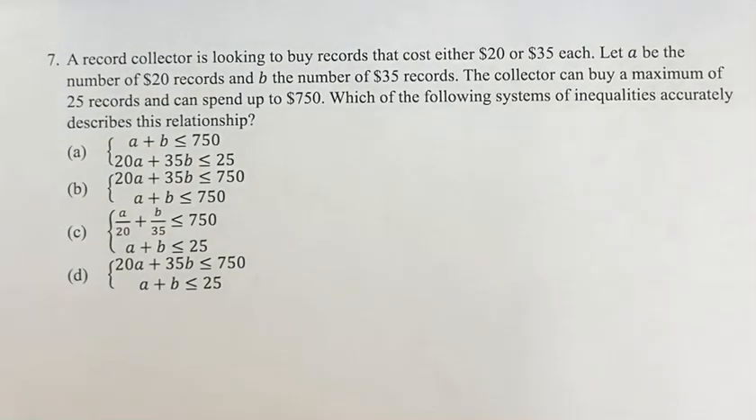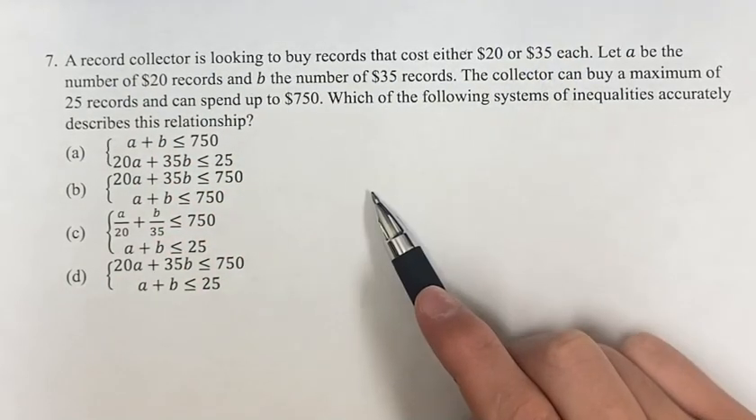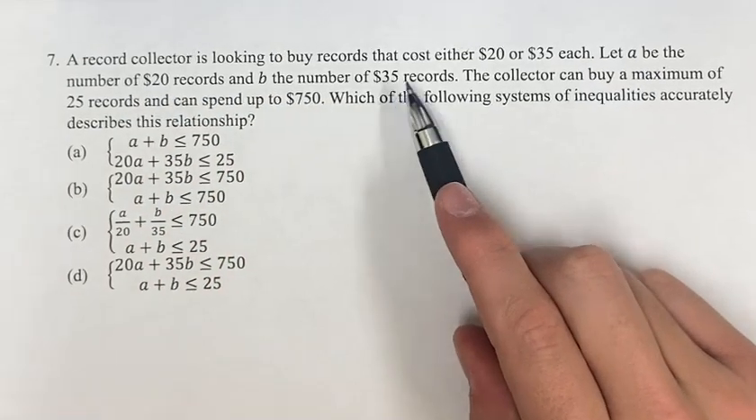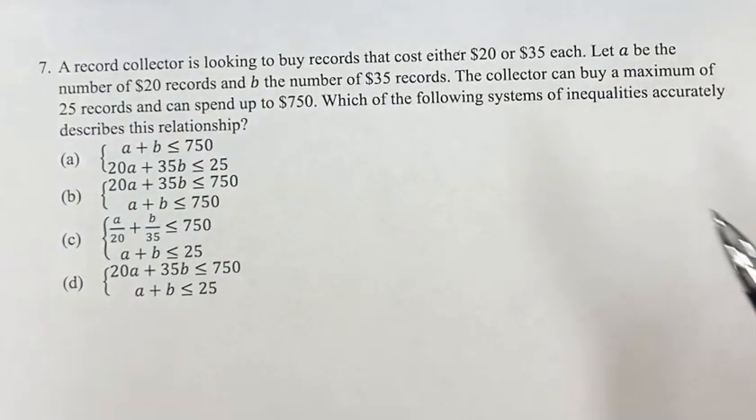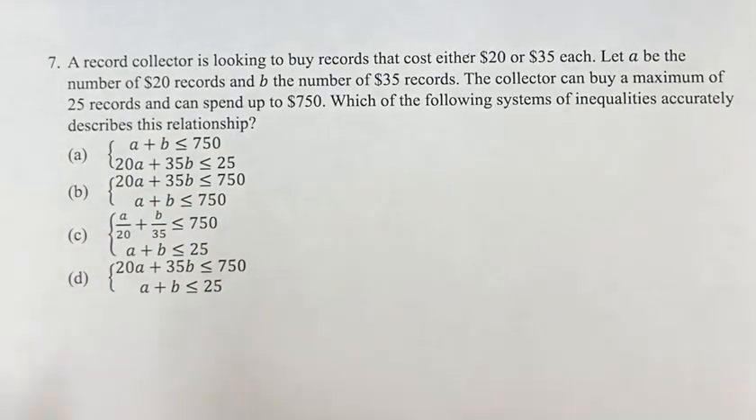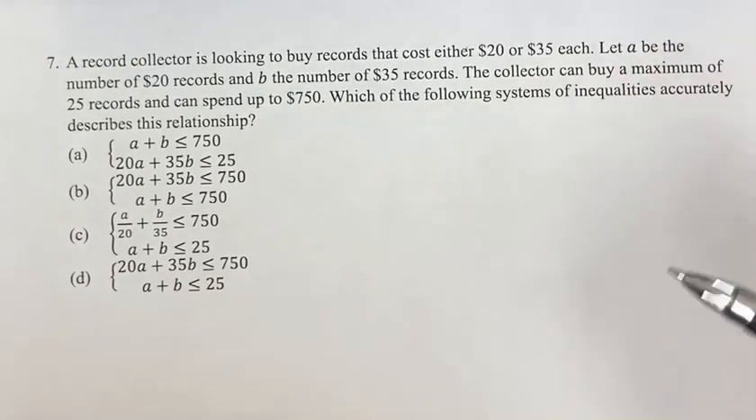In this problem, we're told a record collector is looking to buy records that cost either $20 or $35 each. We're told to let A be the number of $20 records and B be the number of $35 records. We're told this collector can buy a maximum of 25 records and can spend up to $750. We're asked to find a system of inequalities that describes this relationship.